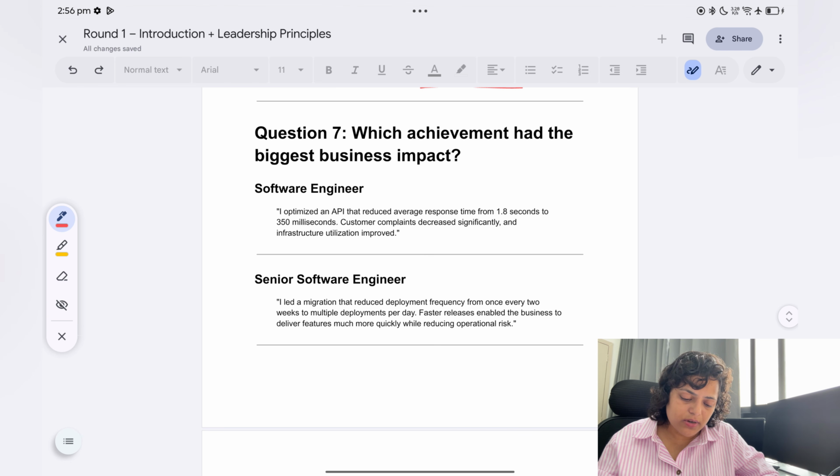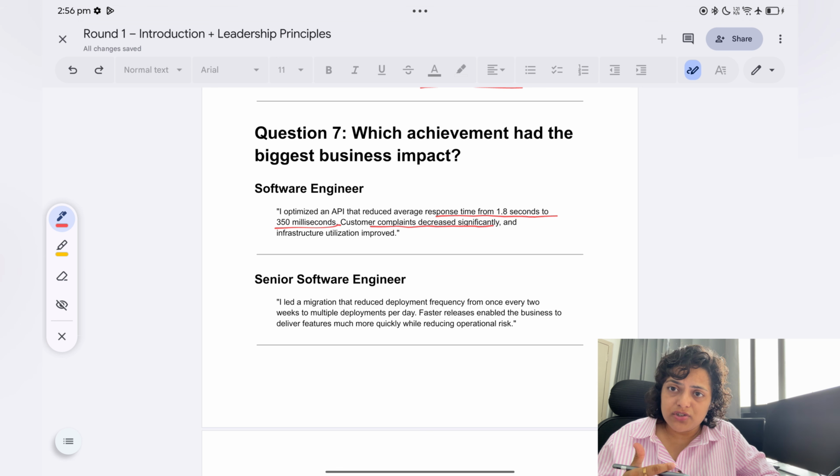Now the seventh question is which achievement had the biggest business impact? What would a software engineer say for this? I optimized an API that reduced average response time from 1.8 seconds to 350 milliseconds. That's a good one, right? Customer complaints decreased significantly and infrastructure utilization improved.